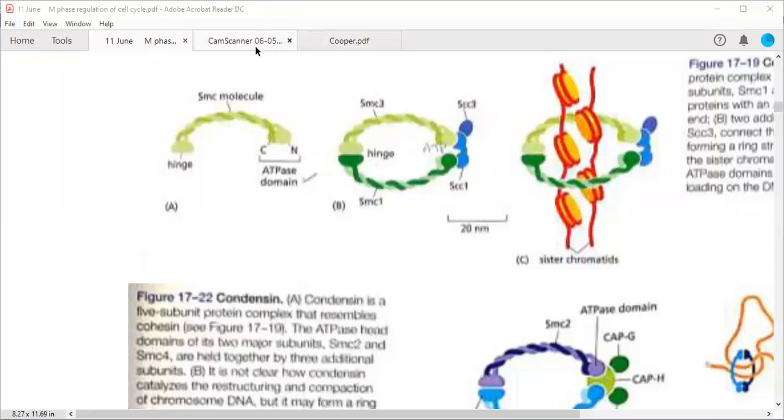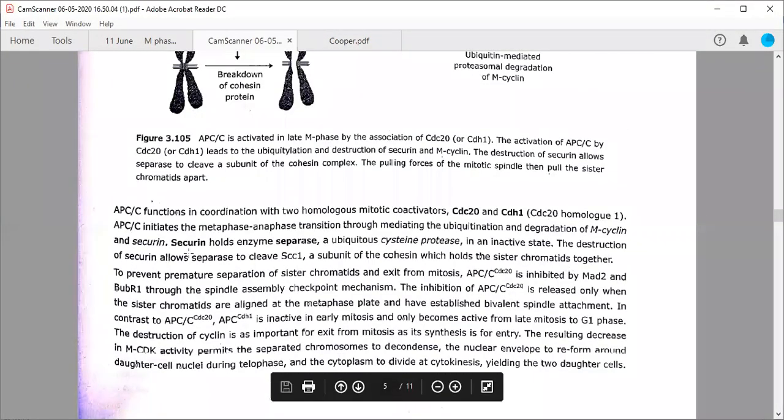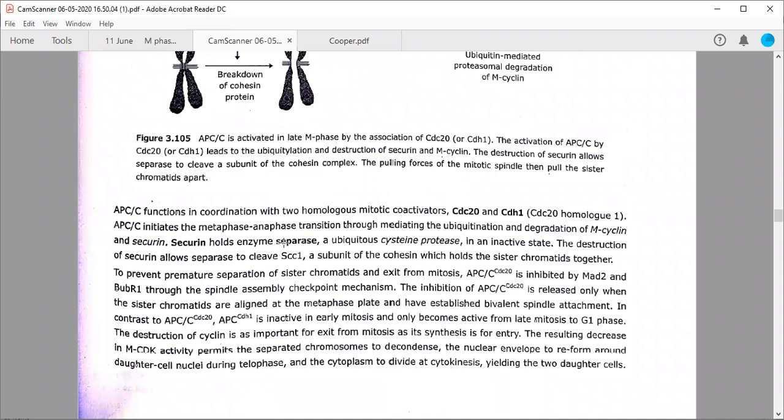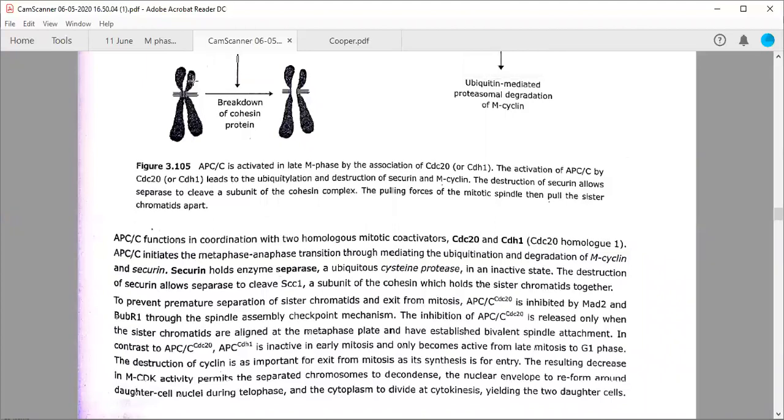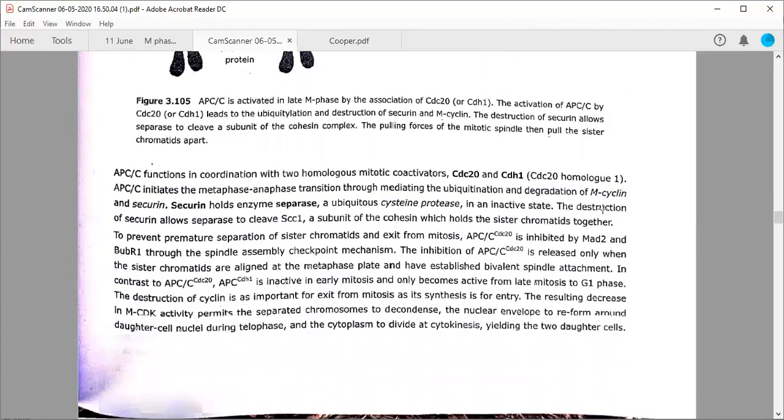So see how this is happening actually. Securin holds this particular enzyme called separase, a cysteine protease, in an inactive state. If somehow you are able to destroy the securin, you will free the separase enzyme, and this active separase is able to remove these cohesin proteins from this portion so that the two sister chromatids can be separated or segregated. So the destruction of securin allows separase to cleave SCC1, a subunit of the cohesin which holds the sister chromatids together. So the target is SCC1.